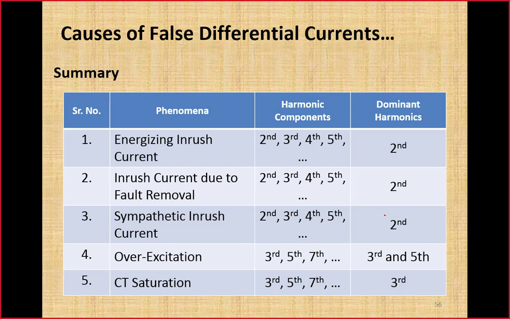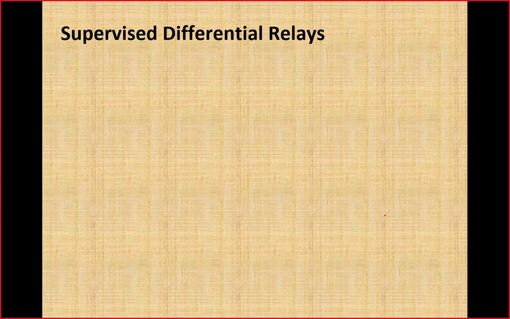In case of CT saturation, again the current was symmetric about the time axis. Due to that reason, all odd harmonics are present and there is no even harmonic. So third harmonic will be the dominant one. So this is the conclusion about these 5 phenomena and the harmonic components present in those currents. Now we will see the solution of this problem, the mal-operation of the relay.